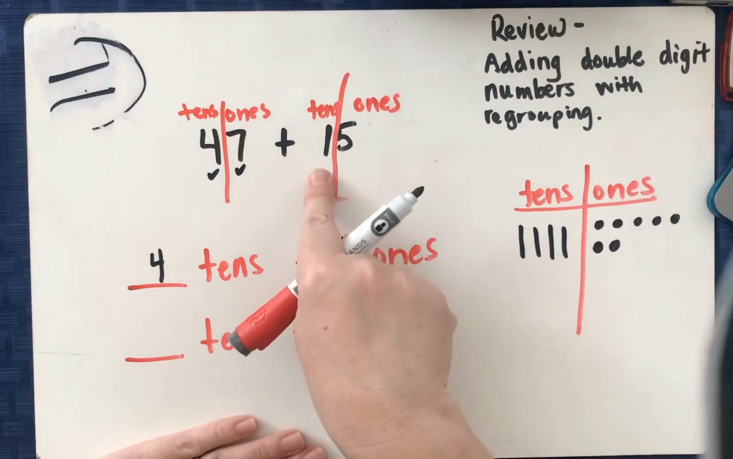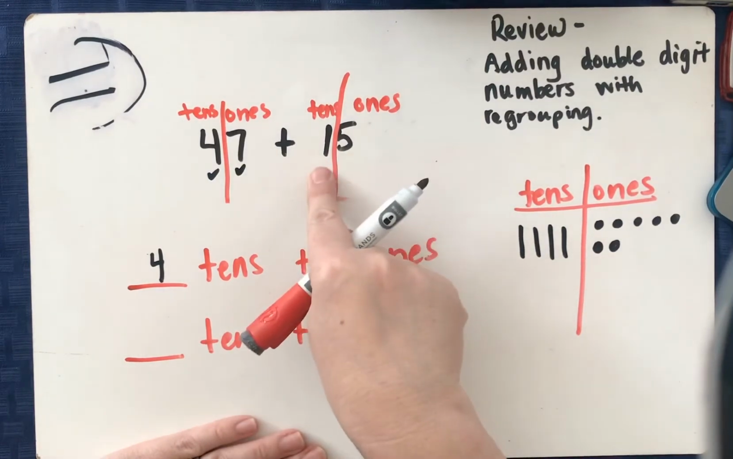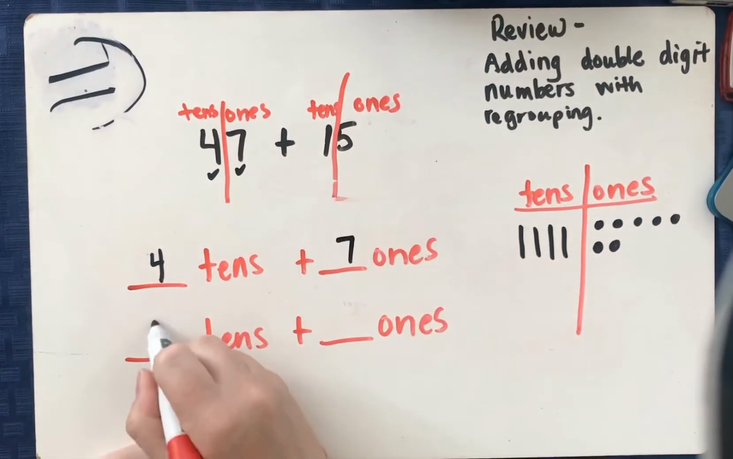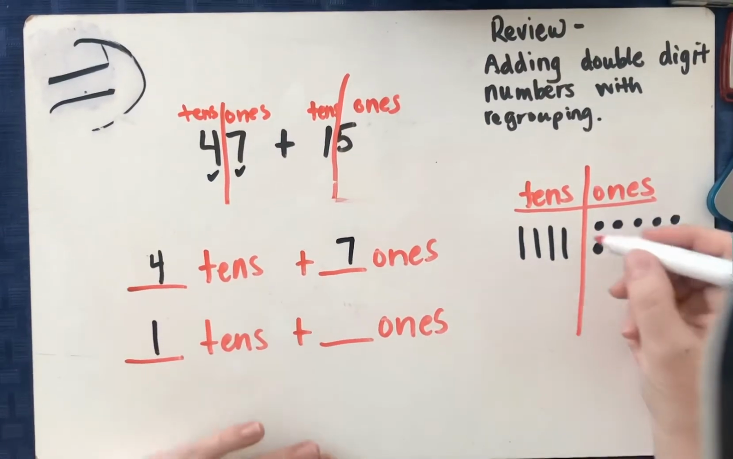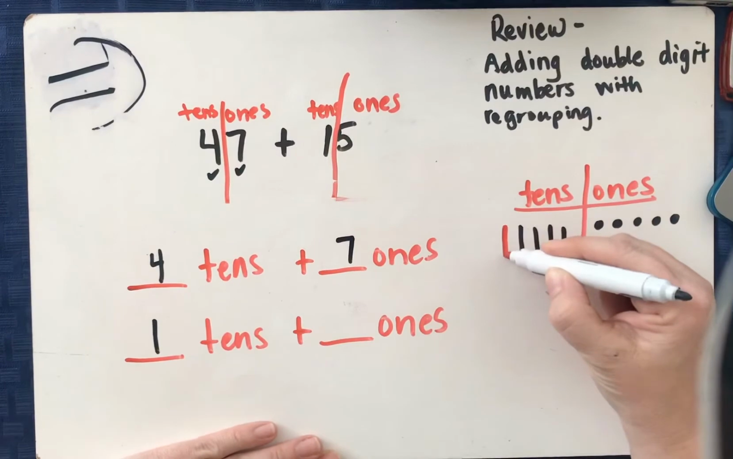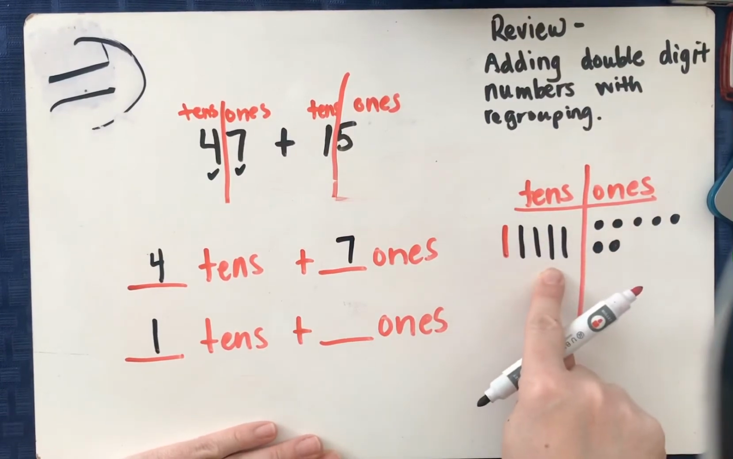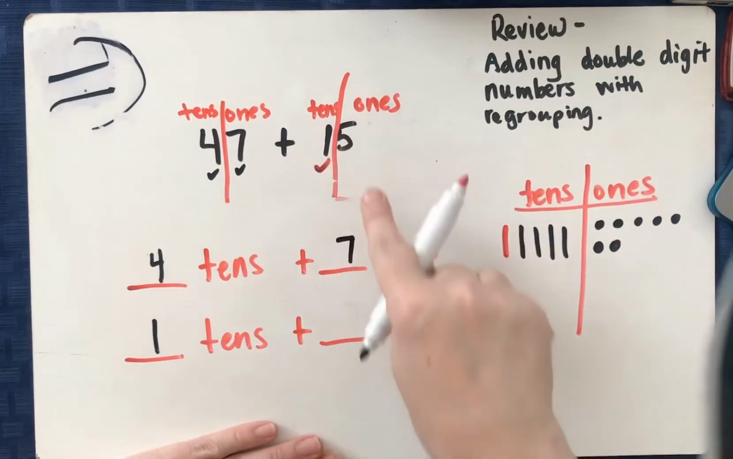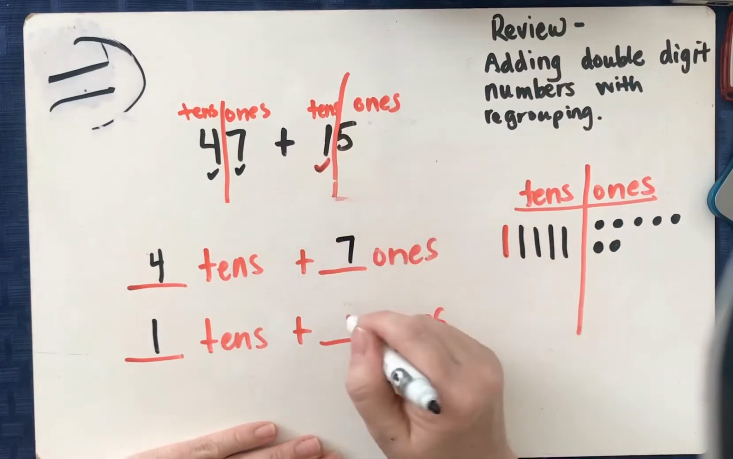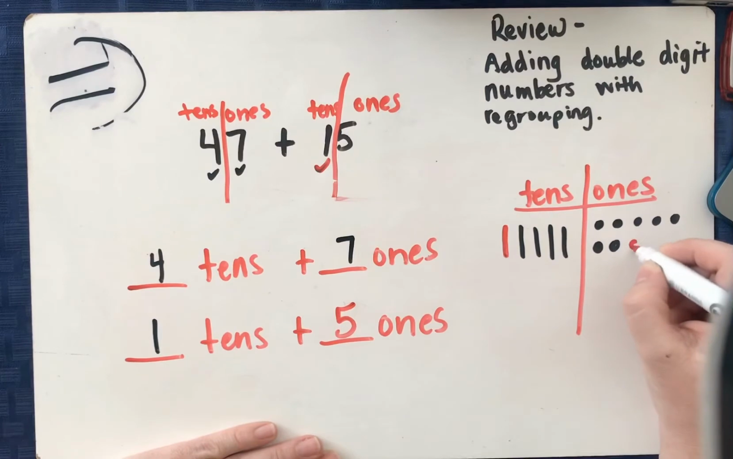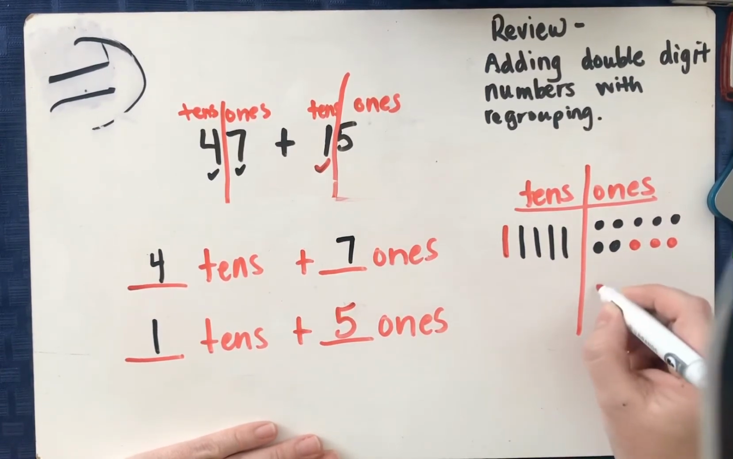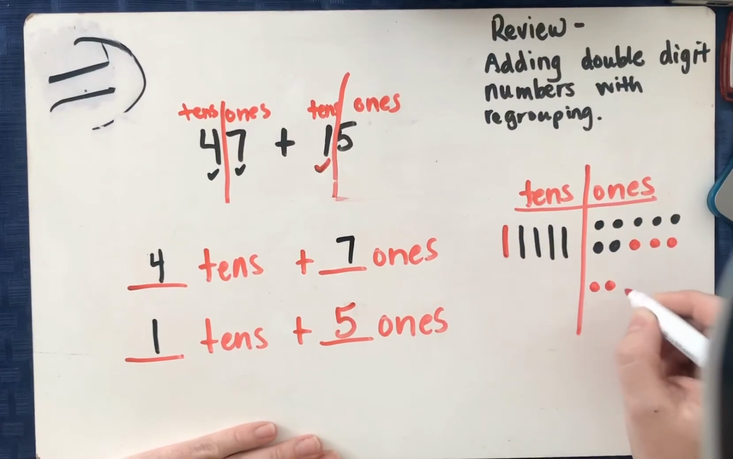Now I'm going to do the number 15. I have a 1 in the tens place. 1 ten, and I'm going to change my color. 1 ten I added to the tens over here. I'm going to check that off. Now I have 5 in the ones place, 5 ones, and over here I'm going to make 5 ones. 1 one, 2 ones, 3 ones, 4 ones, 5 ones.